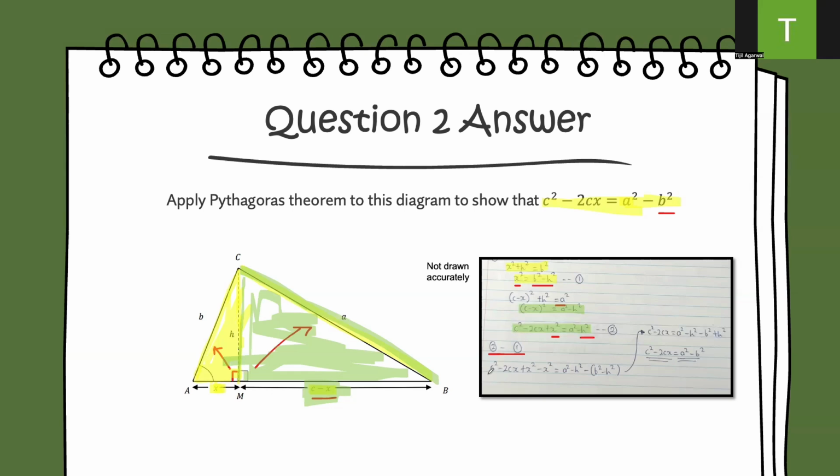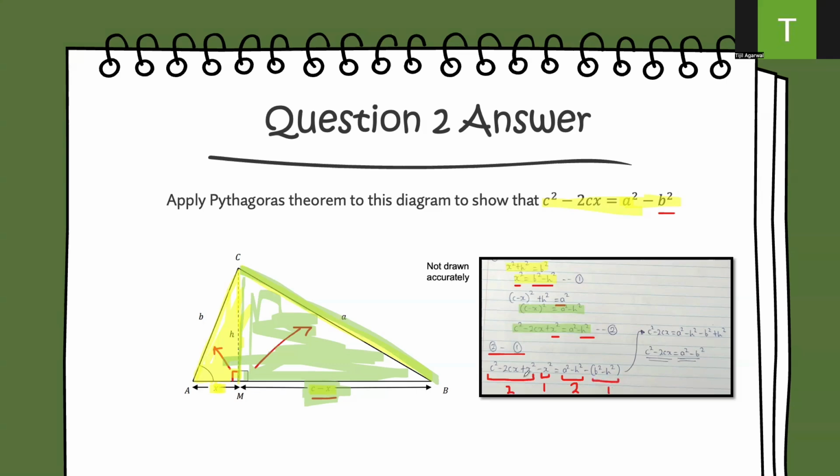So we've got c squared minus 2cx plus x squared. That's the part of equation 2. And then I've got minus x squared. That's part of equation 1. Okay, I'm going to do a similar thing for the right-hand side. So I've got a squared minus h squared. Again, that's part of equation 2. And then minus (b squared minus h squared). And that's part of equation 1.